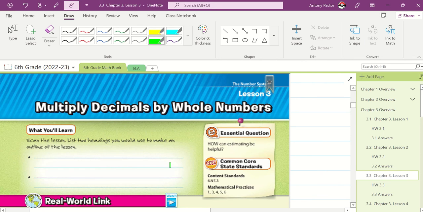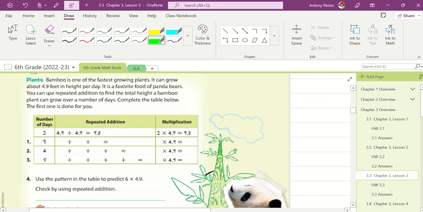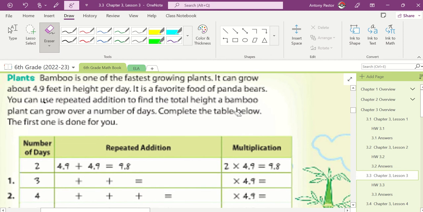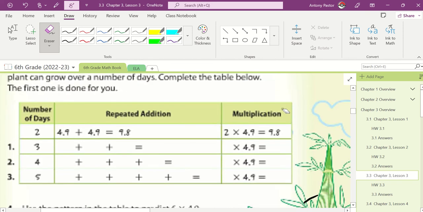Today we're multiplying decimals by whole numbers. Our example is as follows. Bamboo is one of the fastest growing plants. It can grow about 4.9 feet in height per day. That's crazy. It is a favorite food of panda bears. You can use repeated addition to find the total height a bamboo plant can grow over a number of days. Complete the table. The first one is done for you.